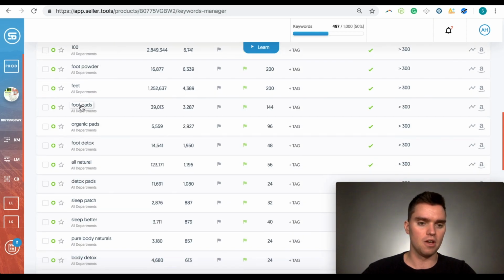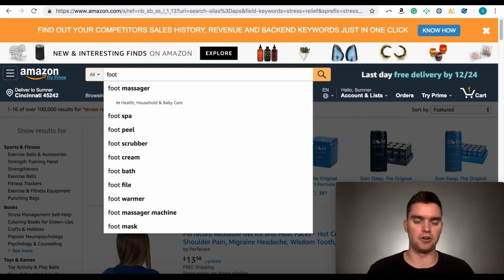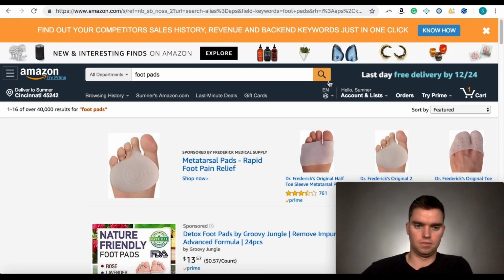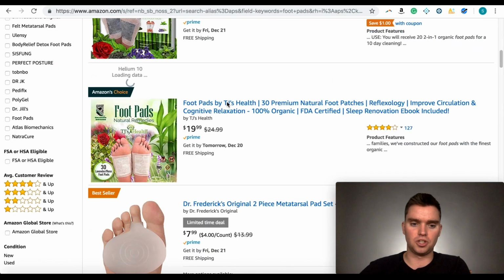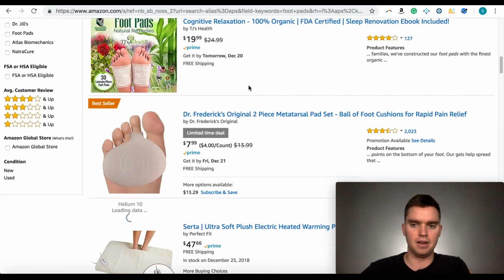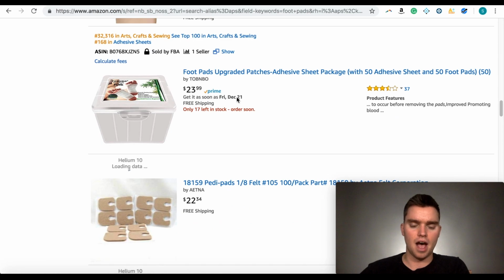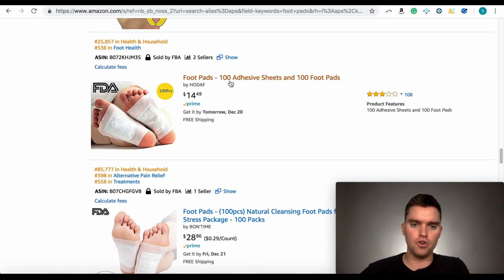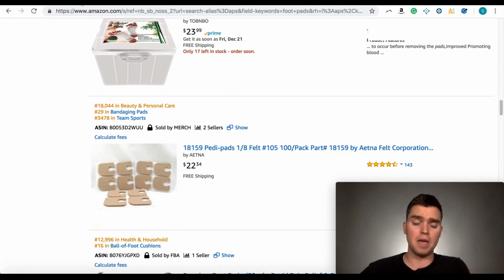Foot powder, no. Foot pads, maybe. My guess is maybe not, but let's check. Okay, so if we type in foot pads, do our competitors show up? Okay, there we go. So we get past the sponsored. One of the top is a detox foot pad. We have a metatarsal pad, a heated foot pad, metatarsal pad, metatarsal pad. I think these are detox foot pads, detox foot pad. So about half of these sellers are detox foot pads. So it may be a good idea to rank for this.